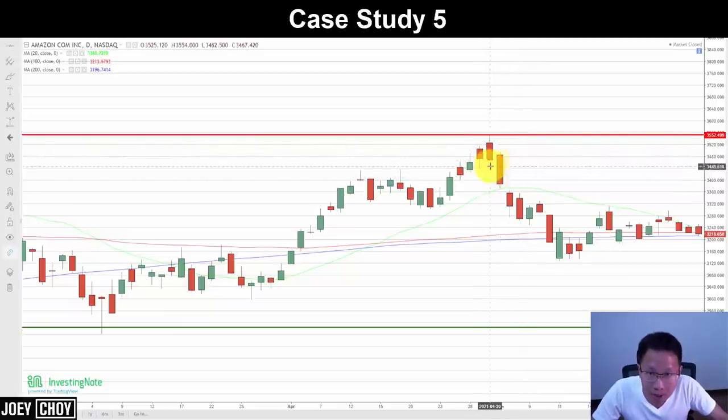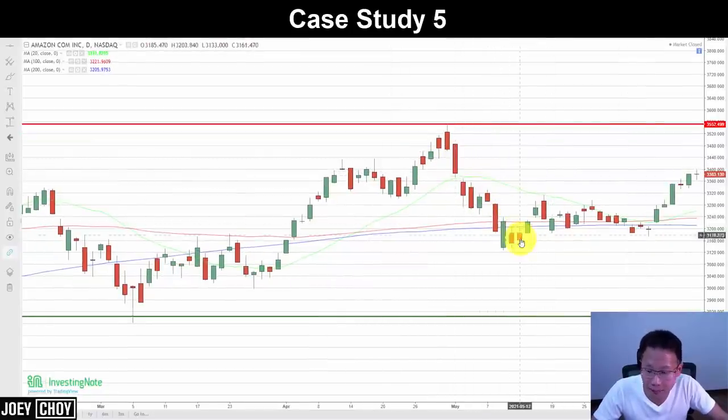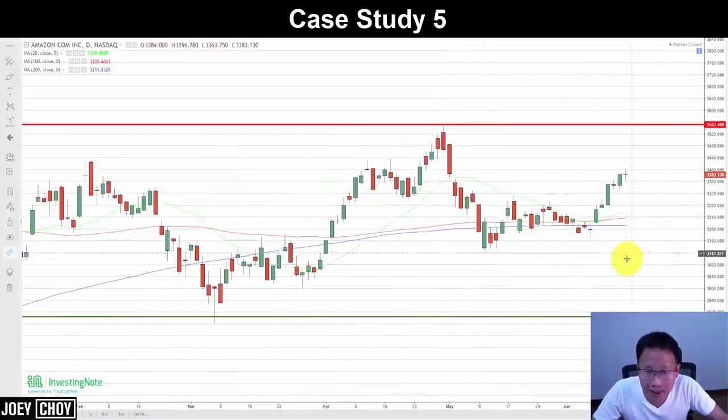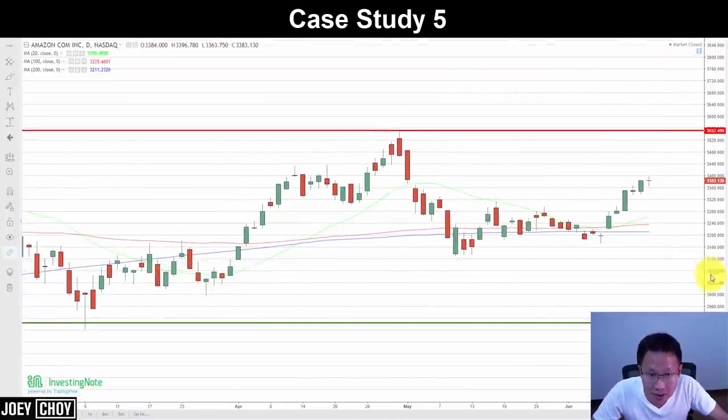And then it broke a bit of support. You can see a bit of support here at about 3440, it broke, and the selling really began right here. So that would be somewhere around the 30th of April, I would say. Let me see if we can spot any other candles recently.